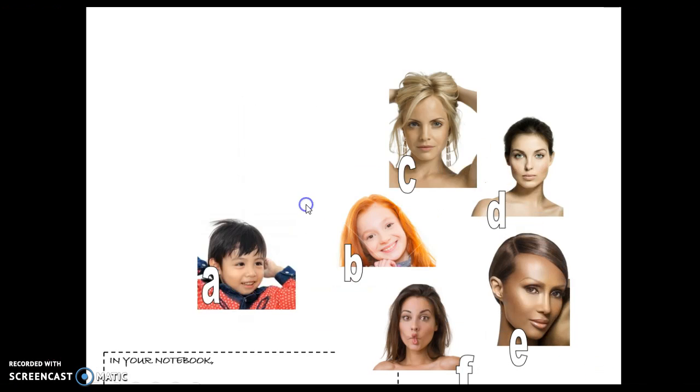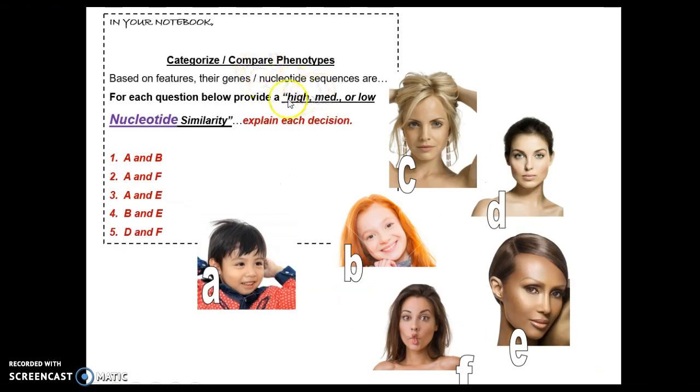So here we go. We have the task of comparing different individuals and deciding if we think they have high, medium, or low nucleotide similarity. It says explain each decision, but if you haven't already answered these, please just pick maybe 3 out of the 5 to defend with evidence. So for whichever 3 you want out of the 5, decide how you decided if the individuals had high, medium, or low nucleotide similarity.